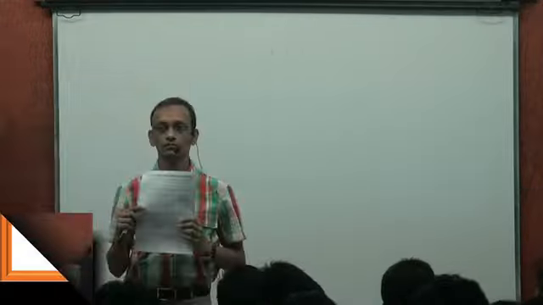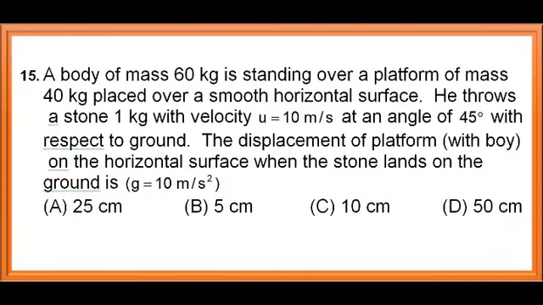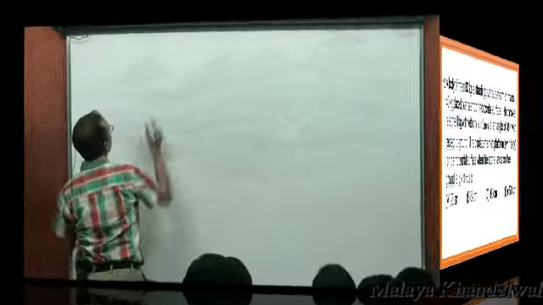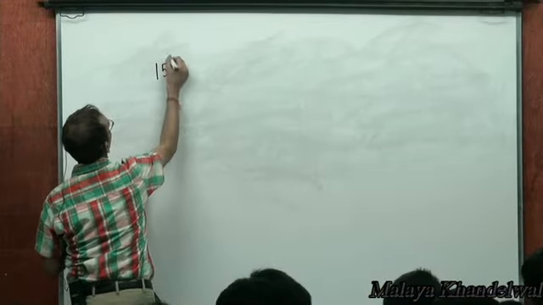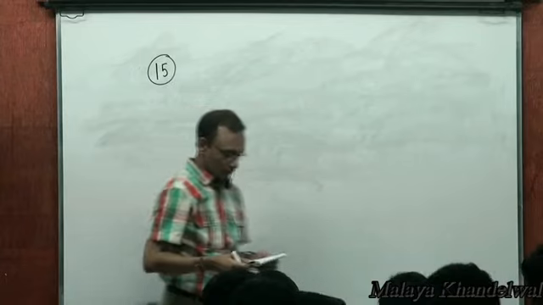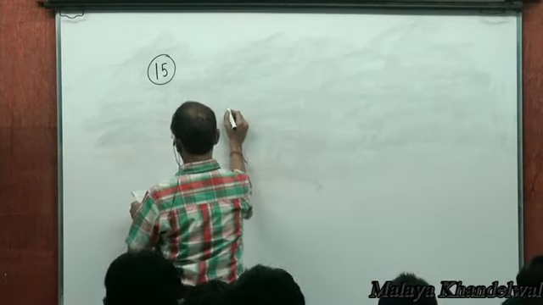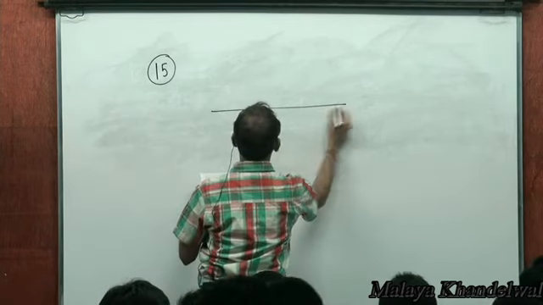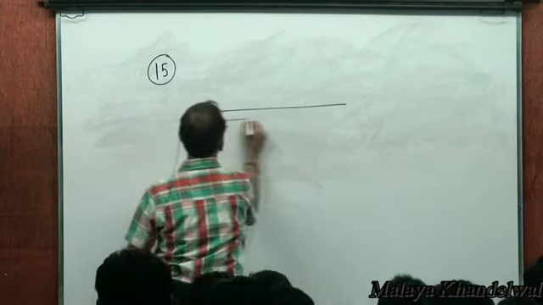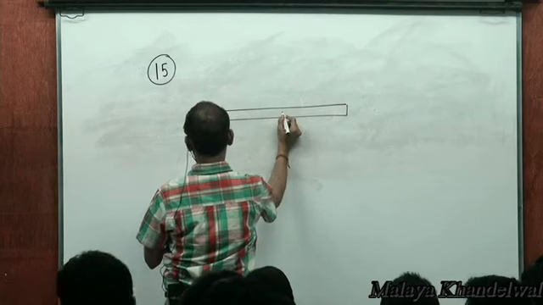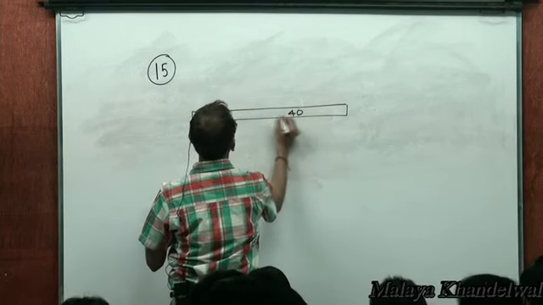Can I wipe this off? Problem 15, your attention please. A body of mass 60 kgs is standing over a platform of mass 40 kgs.